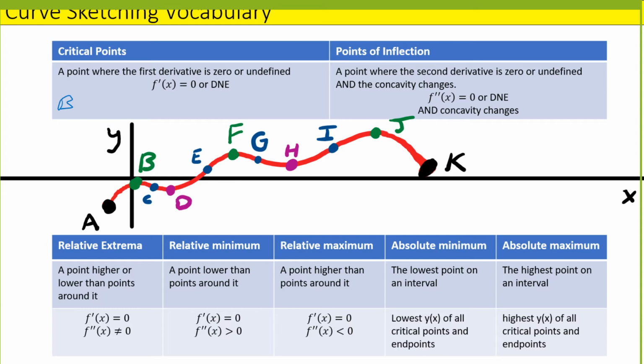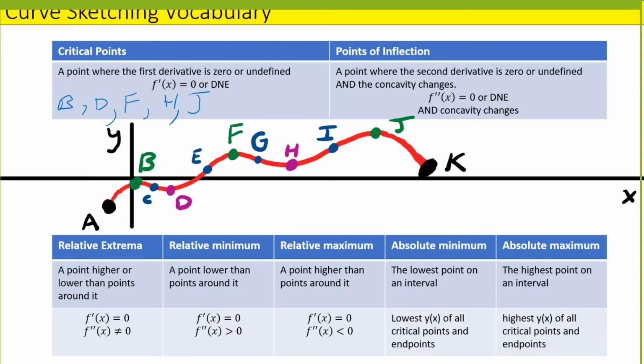K. K is not a critical point, no. A critical point is whenever the slope, that's our first derivative, is 0. F, okay, F is good, and J. J is good as well. Okay, I've got 2 more. D and H. D and H, perfect. Okay, B, D, F, H, J are all critical points.